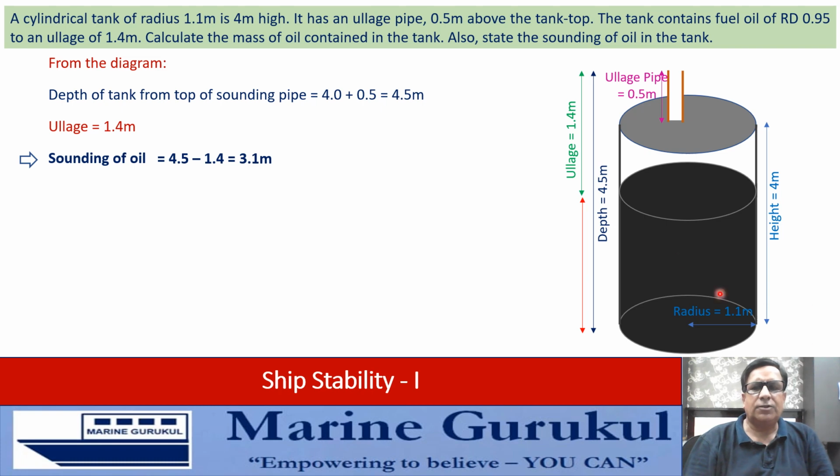To get the mass of this oil, we need to calculate its volume, and that means we need to calculate the volume of the cylindrical oil of sounding 3.1 meter.